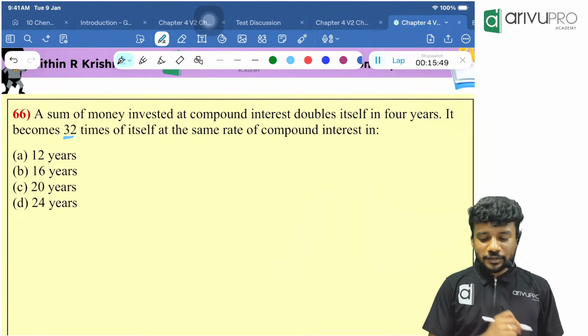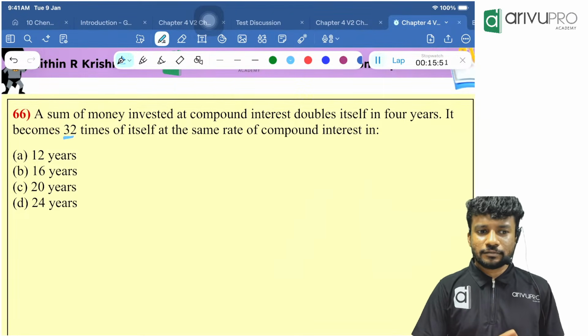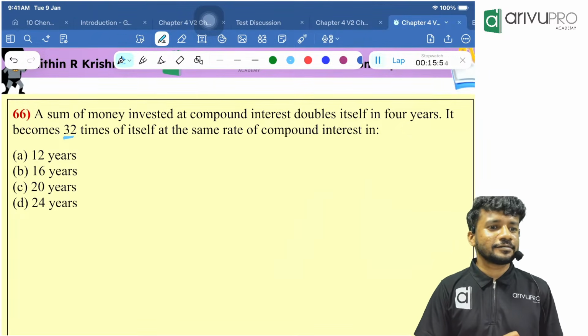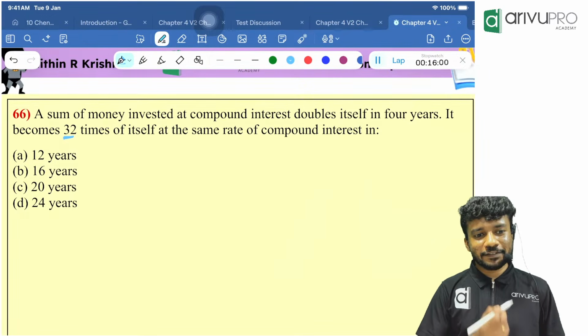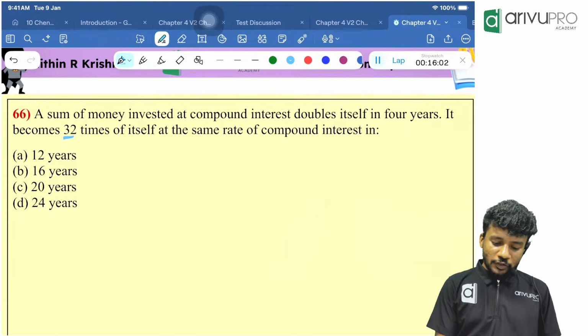32 is what? Take your calculator and check. 2 to the power 4 is how much? 16. 2 to the power 5 is how much? 32.